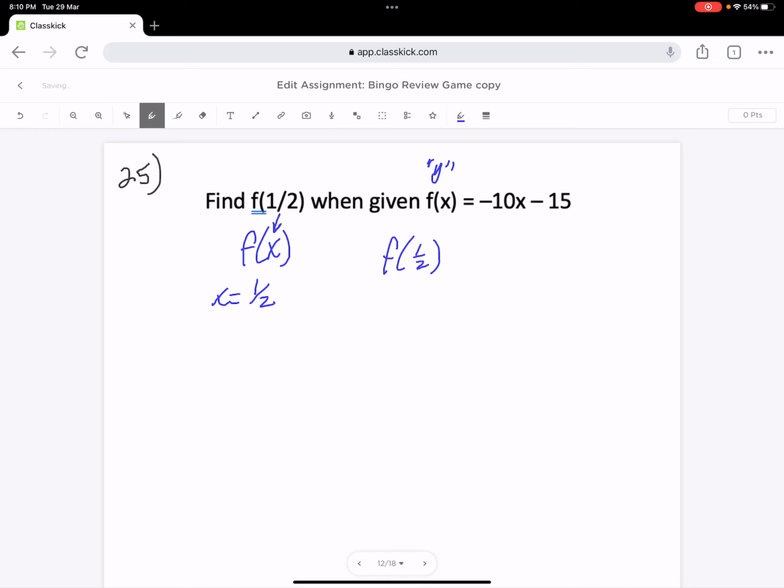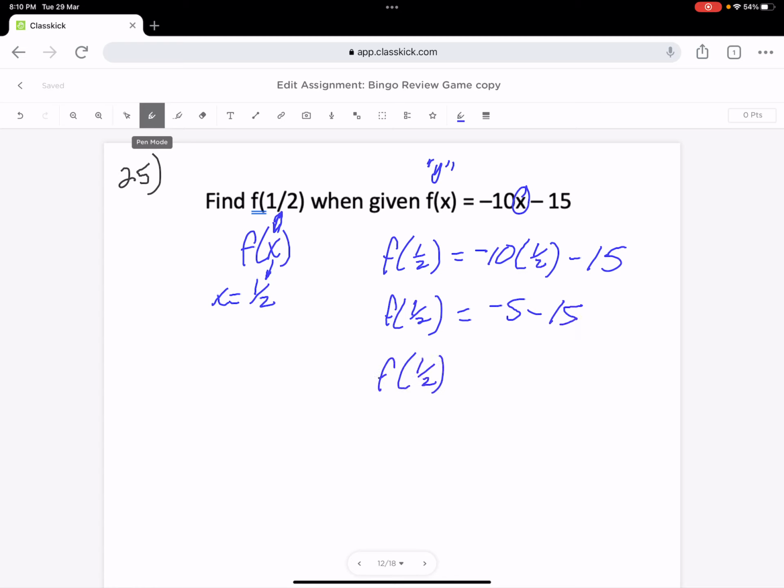So f of 1/2 is equal to -10 times 1/2 because we substituted our x in with a 1/2. So in our function, we need to substitute 1/2 in for x. So f of 1/2 is equal to -5. Oops, I don't know why I wrote minus 12 there. -5 minus 15. So f of 1/2 is equal to -20. So this is how you will write your answer, or you can write it as 1/2 comma -20.